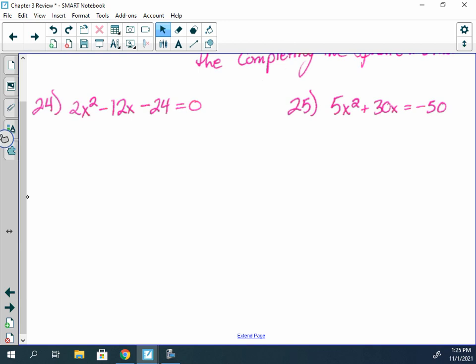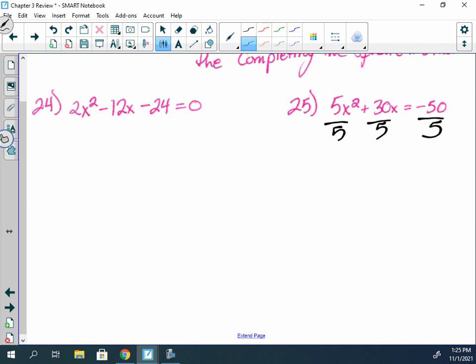Now, the first main step in completing the square is a equal to 1. If not, make it so. So here, the first step is going to be to divide by 5. Because 5x squared divided by 5 would be x squared. 30x divided by 5 is plus 6x plus blank is equal to negative 10 plus blank.